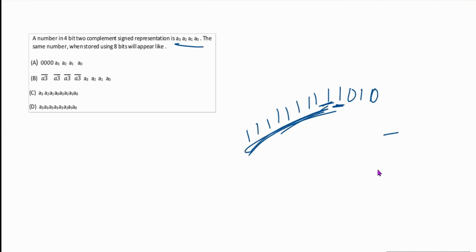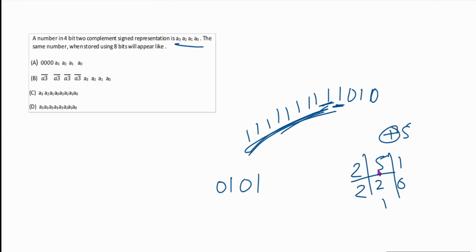Okay, suppose you want to represent plus 5. First you convert 5 to binary, that is 101. But because this is plus 5, you add a 0 in front, and this is the 2's complement signed form for plus 5, that is 0101. This 0 you can extend as many times as you want.